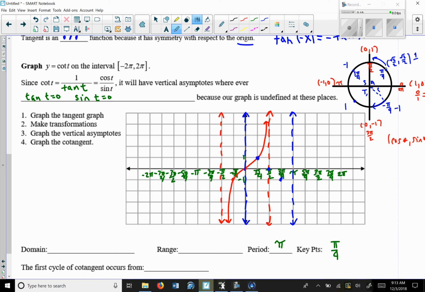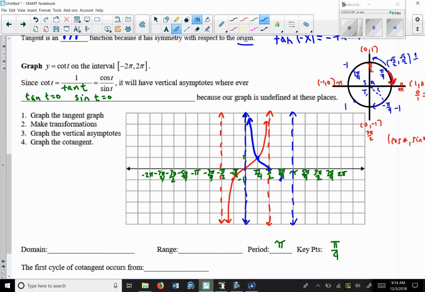So still, on this part, as from pi over 4 getting closer to 0, so now we're going this way on our circle. So let me do that with a different color. So this way, we know that now our cosine values are approaching 1 and sine is approaching 0. So 1 over a very small positive number is going to be going to positive infinity. So we know now our graph is going to go up this way.